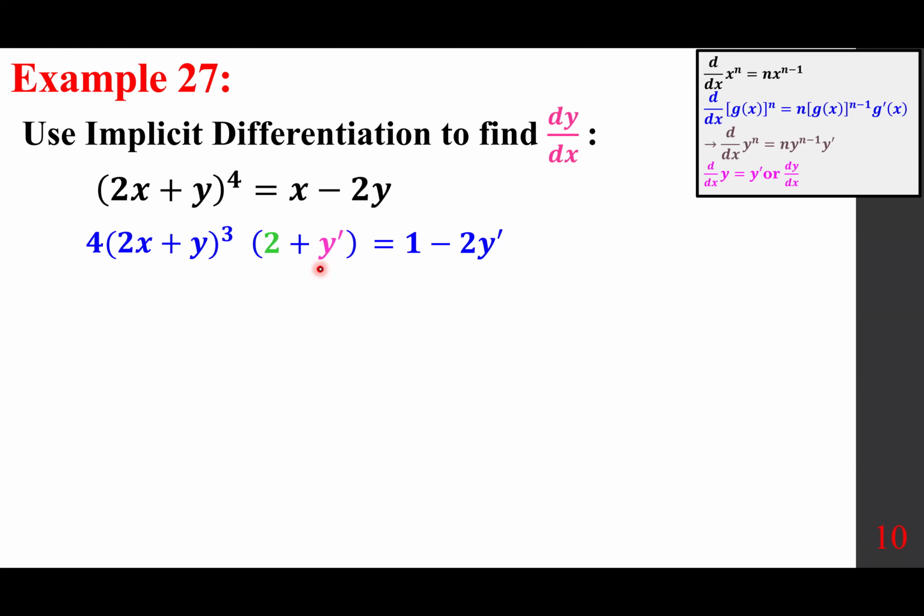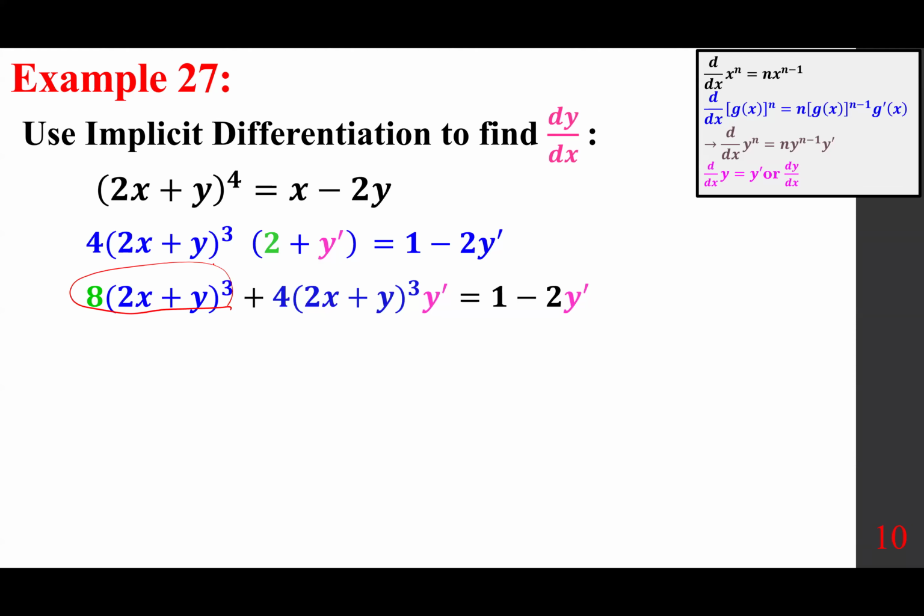All right, let's distribute because we want to get to y prime. So multiply this one by 2, you get 8 times 2x plus y cubed, and then multiplied by y prime, you get 4 times the parentheses cubed y prime. The right side remains unchanged. Again, this is one way to do it. We want to get to y prime, and so we are going to move this one to the right and put a negative in front of it. Move this one to the left and make it plus 2y prime.